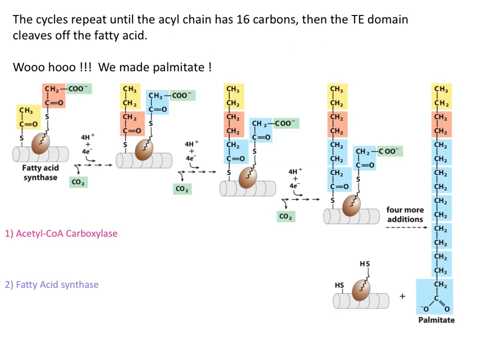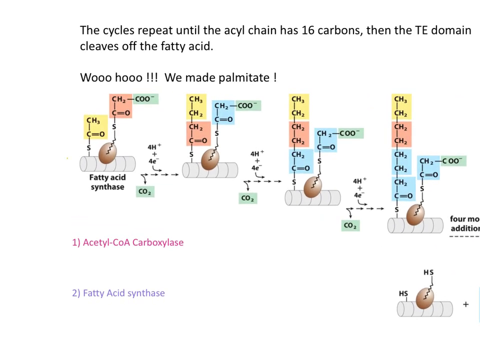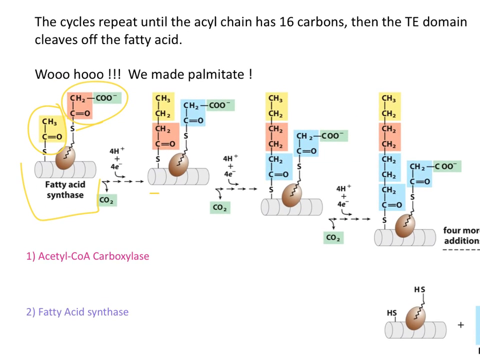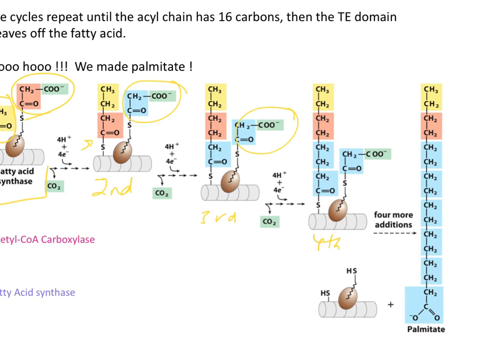Okay, so again, this is another cartoon representation, but you'll notice this is the first round here where you have acetyl-CoA and your malonyl-CoA, and then this is the second round, and you've added a malonyl-CoA, but no acetyl-CoA because you're building the carbon chain at that location. Third round, add a malonyl-CoA. Fourth round, malonyl-CoA, 4 more rounds, and you get to palmitate.